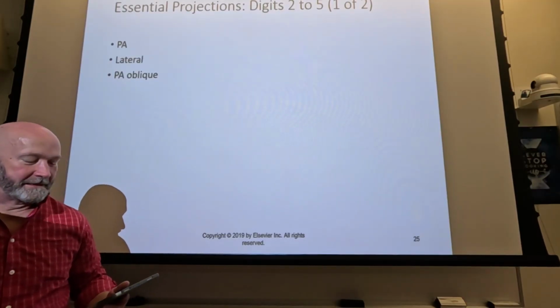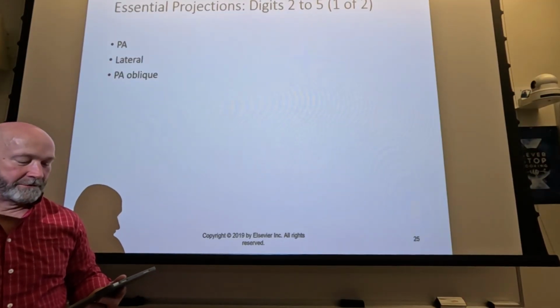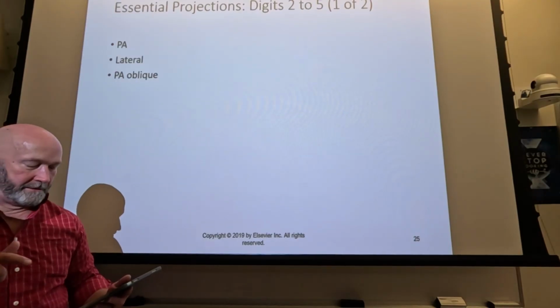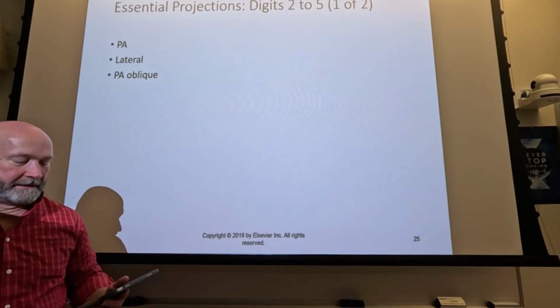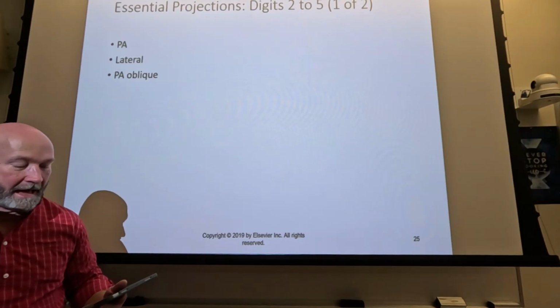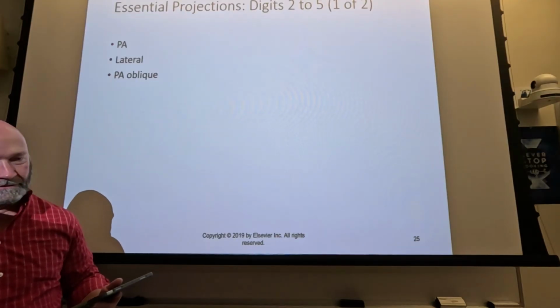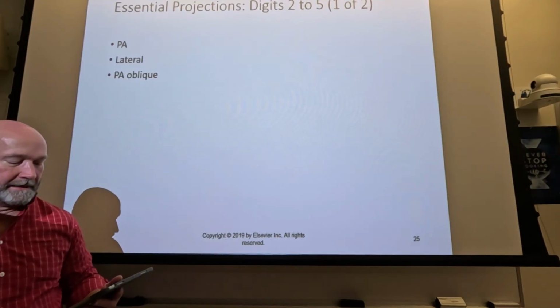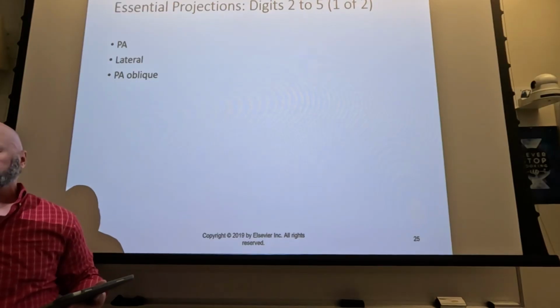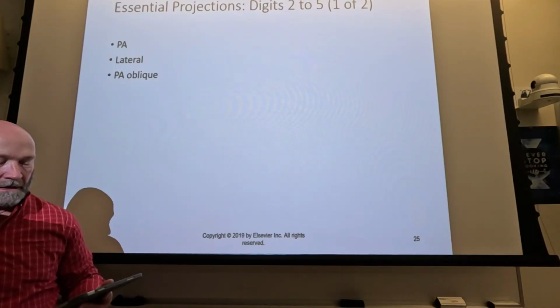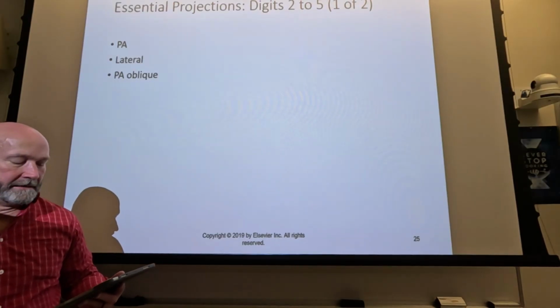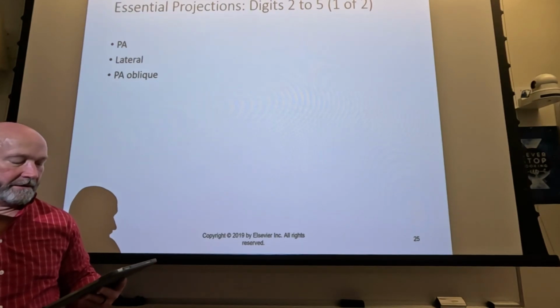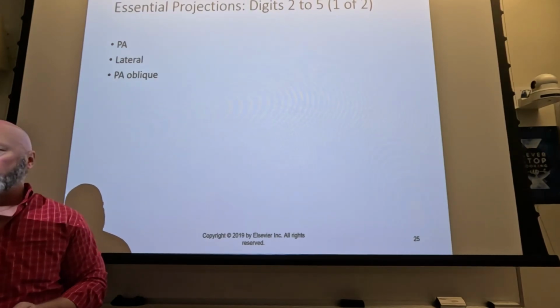All right, so it says, which hand position is used to demonstrate the anatomy of interest when performing a lateral projection of the second digit? So we just did that. So pronated and flat on the image receptor? No. Rotated medially with the digit resting on the image receptor.